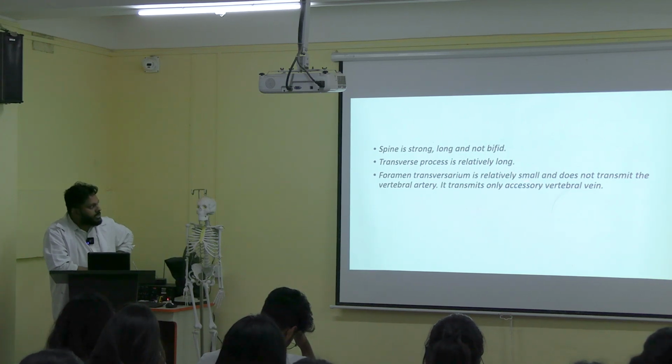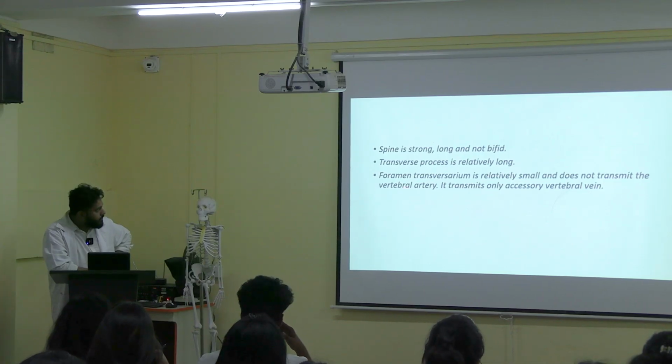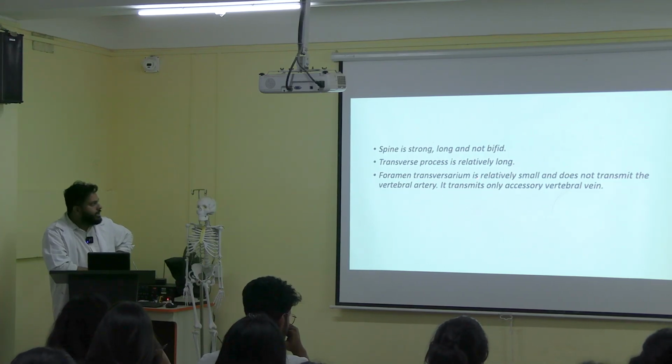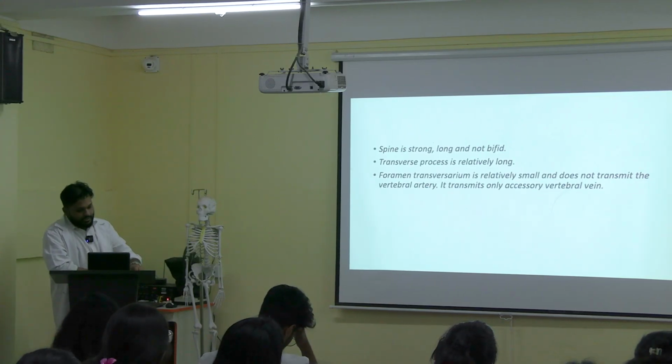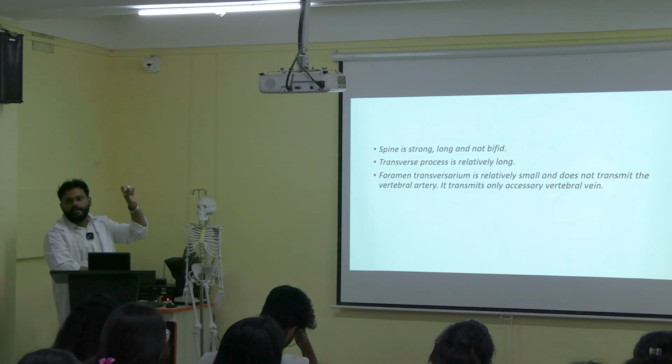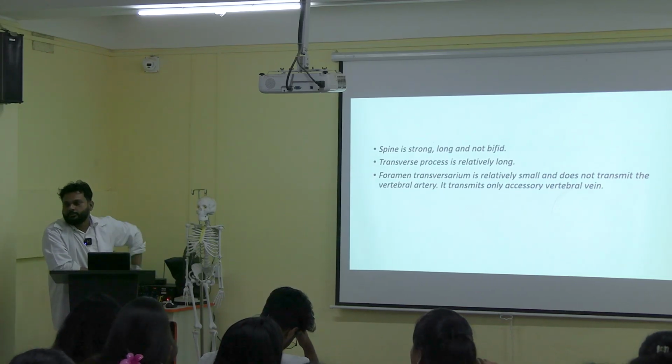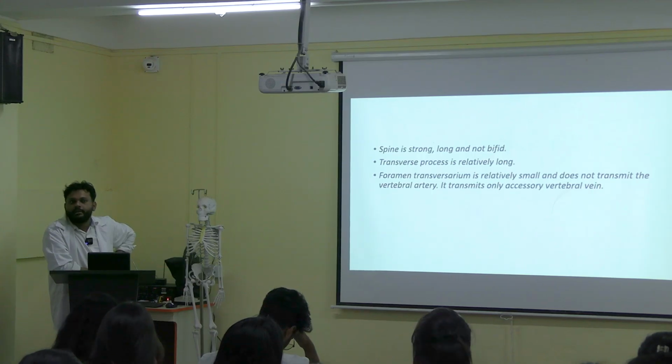The foramen transversarium is relatively small and it doesn't pass the vertebral artery. It only transmits the accessory vertebral vein. The vertebral artery does not go through this foramen. Only the accessory vertebral vein passes through it.